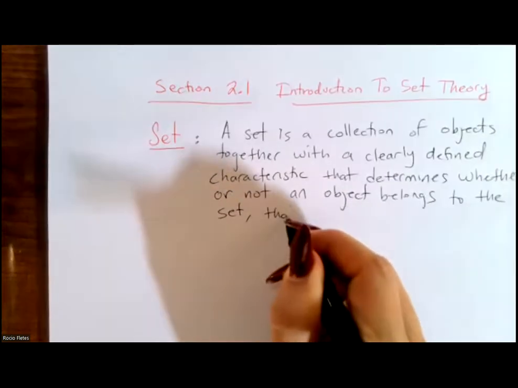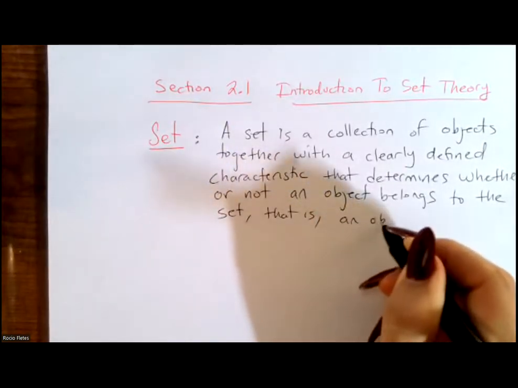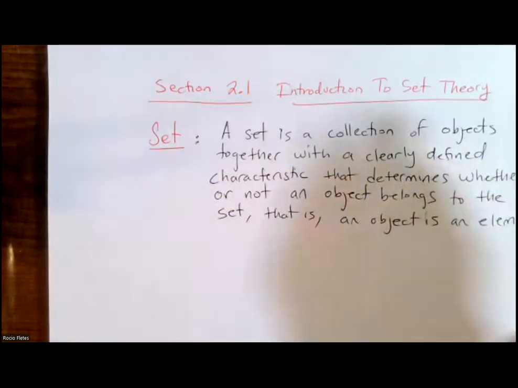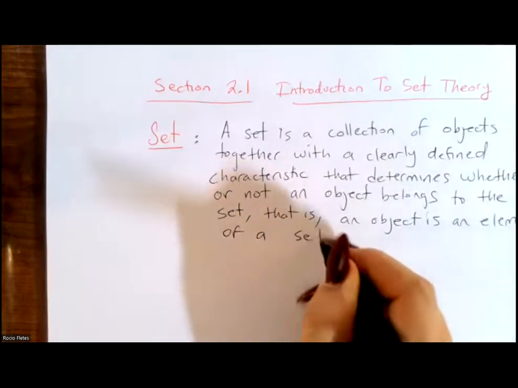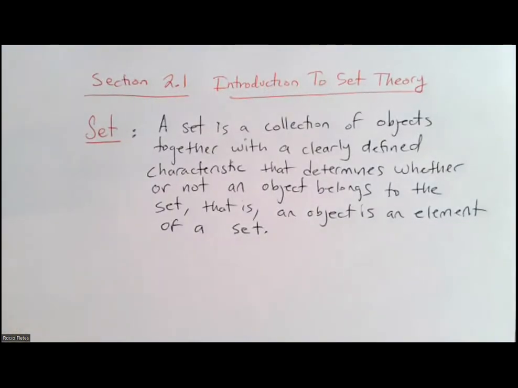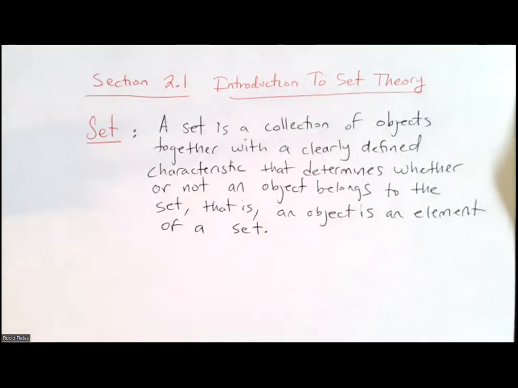That is, an object is an element of a set. Okay. So let me give you some time there to copy the definition. So a set is a collection of objects together with a clearly defined characteristic that determines whether or not an object belongs to a set. In other words, an object is an element of the set.